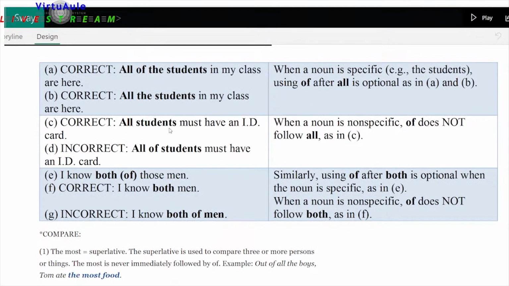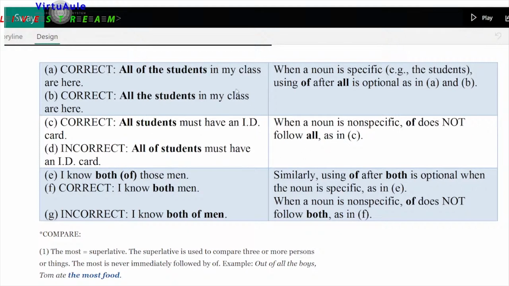C, all students must have an ID card. Incorrect: all of students must have an ID card. So when a noun is unspecific, of does not follow all, as in C. So all students must have an ID.